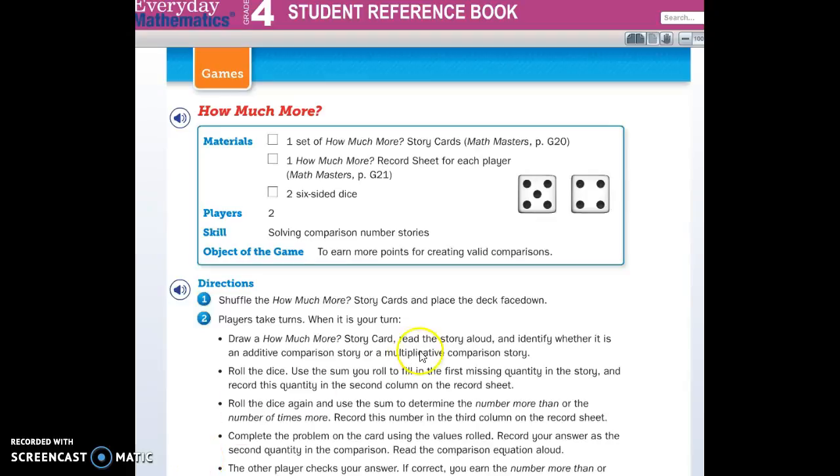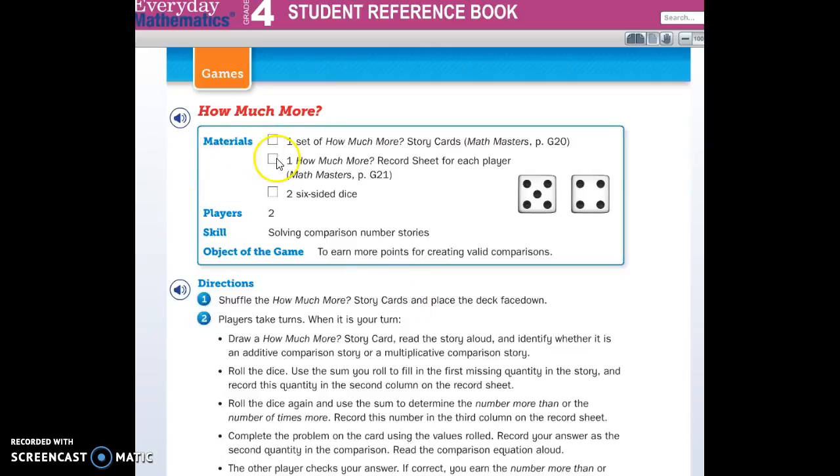Hey there, fourth grade. We have another great math game for you here called How Much More. This is so cool. You're going to get to work on story problems. If you need to look at your SRBs, this is on page 266.